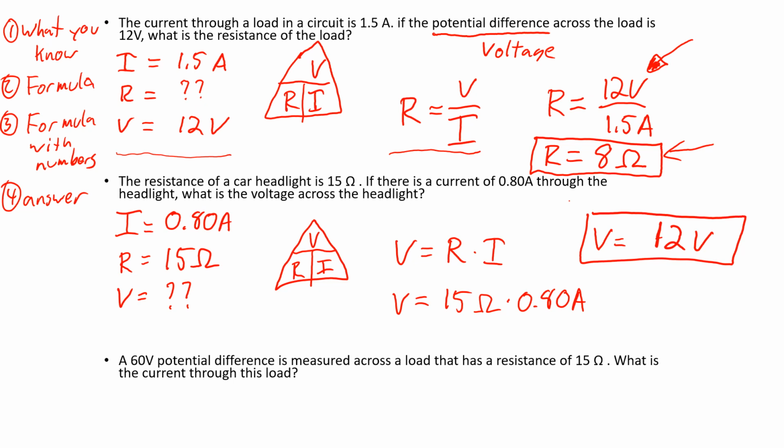Okay, last question right here. Same thing. What do we know? Current, resistance, and voltage. So a 60 volt potential difference means voltage, 60 volts, is measured across a load that has a resistance of 15 ohms. What is the current?